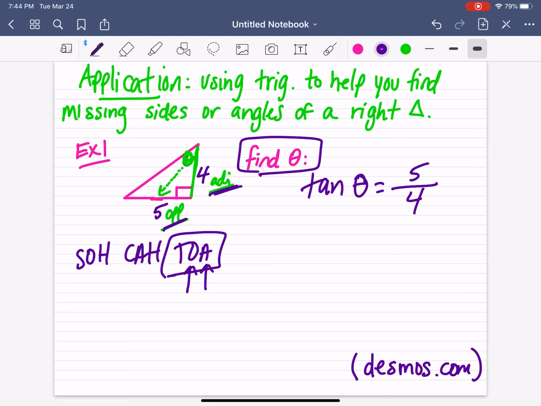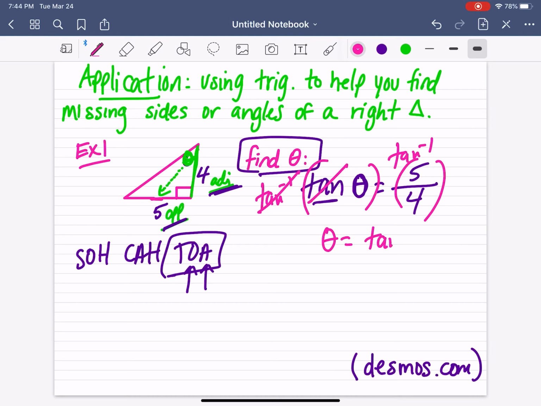So to get the theta by itself, you have to get rid of this tangent. So this is something new for you guys. To get rid of that tangent, you do what's called the inverse tangent. So that's tangent to the -1 power. That's called tangent inverse. So if you do the inverse tangent of both sides, you get the following. Tangent and inverse tangent cancel out, leaving you with theta. All you have to do now is put this in the calculator and you are done.